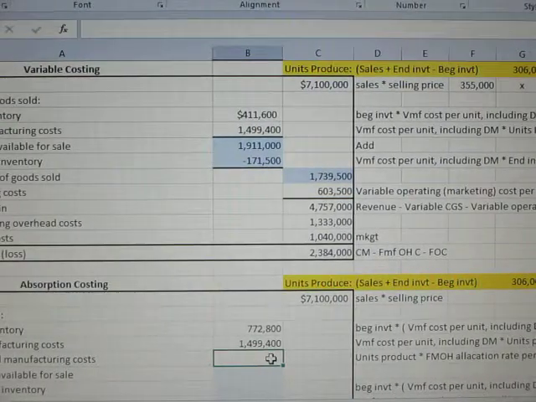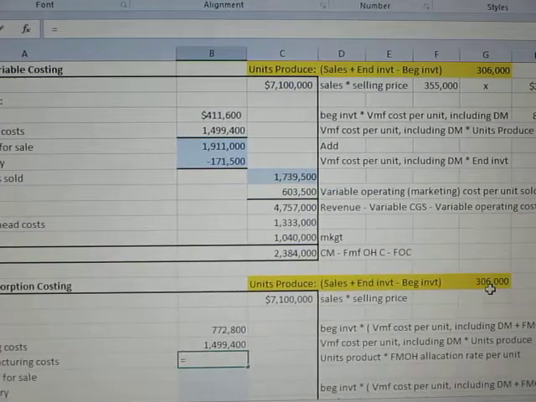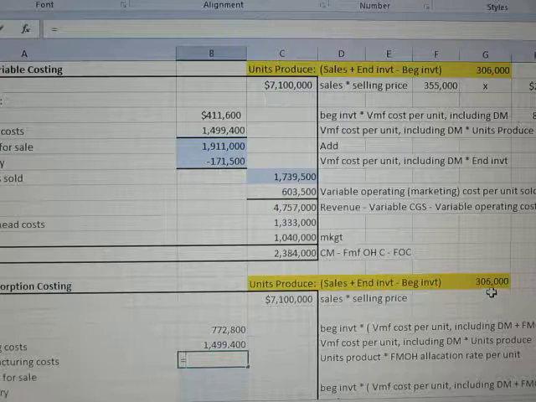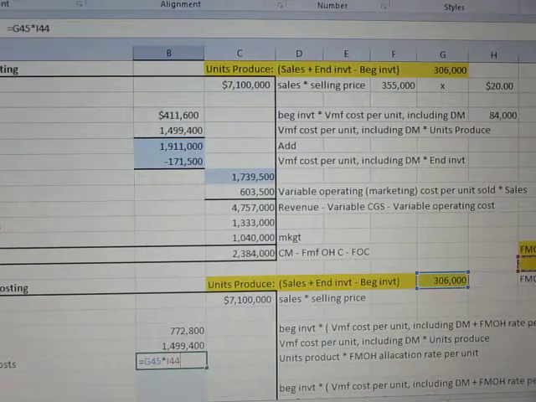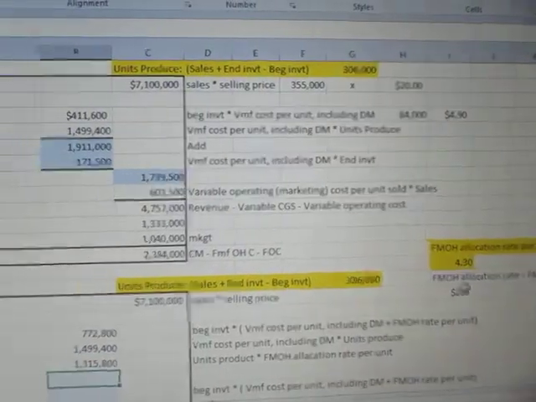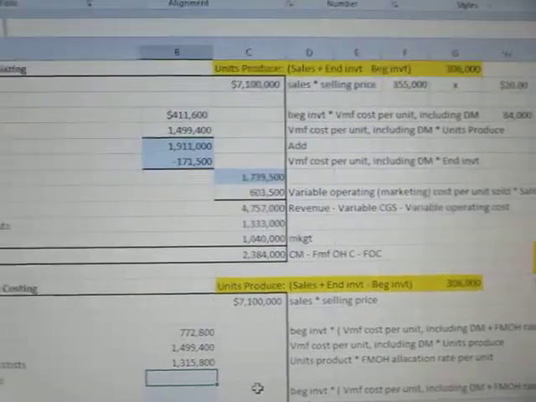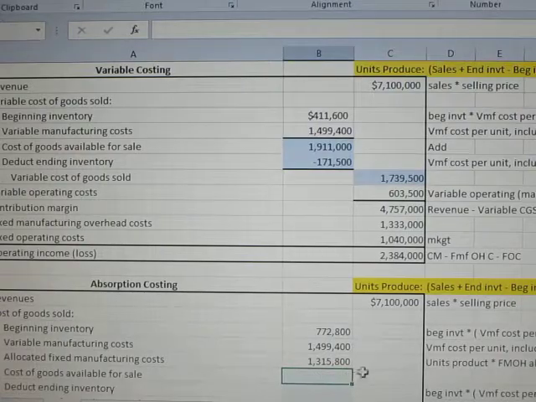So equal to the units produced, which is 306 times the rate right here, 4.3. Then you get 1,315,800.